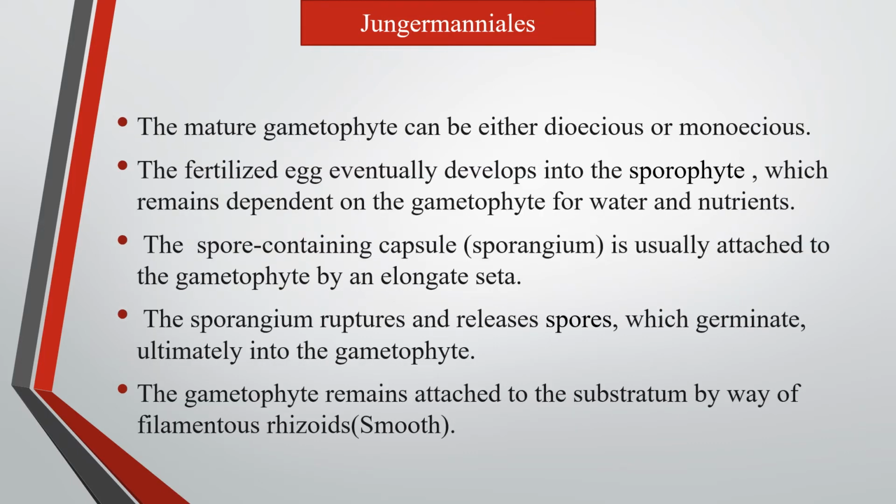The mature gametophyte of the liverworts can be either dioecious, that means male and female sex organs will be borne by separate thalli, or monoecious, where both male and female sex organs will be borne by the same thallus. The fertilized egg eventually develops into the sporophyte, which remains dependent on the gametophyte for water and nutrients. The sporophyte, containing the spore-containing sporangium, is usually attached to the gametophyte by an elongated seta. The sporangium ruptures and releases spores, which germinate ultimately into the gametophyte. The gametophyte remains attached to the substratum by means of filamentous rhizoids, which are smooth-walled.